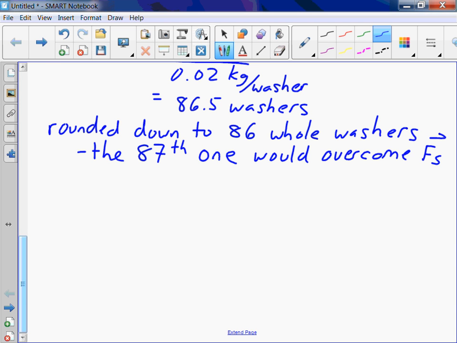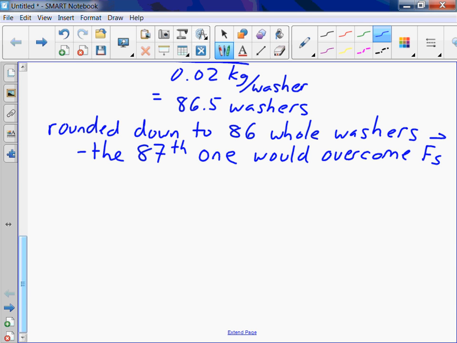All right, so as soon as we added that 87th washer, then we'd overcome the force of static friction, and we'd cause the system to start accelerating. And then a 4.4 kilogram block would hit someone. Yeah, hopefully we can catch it.